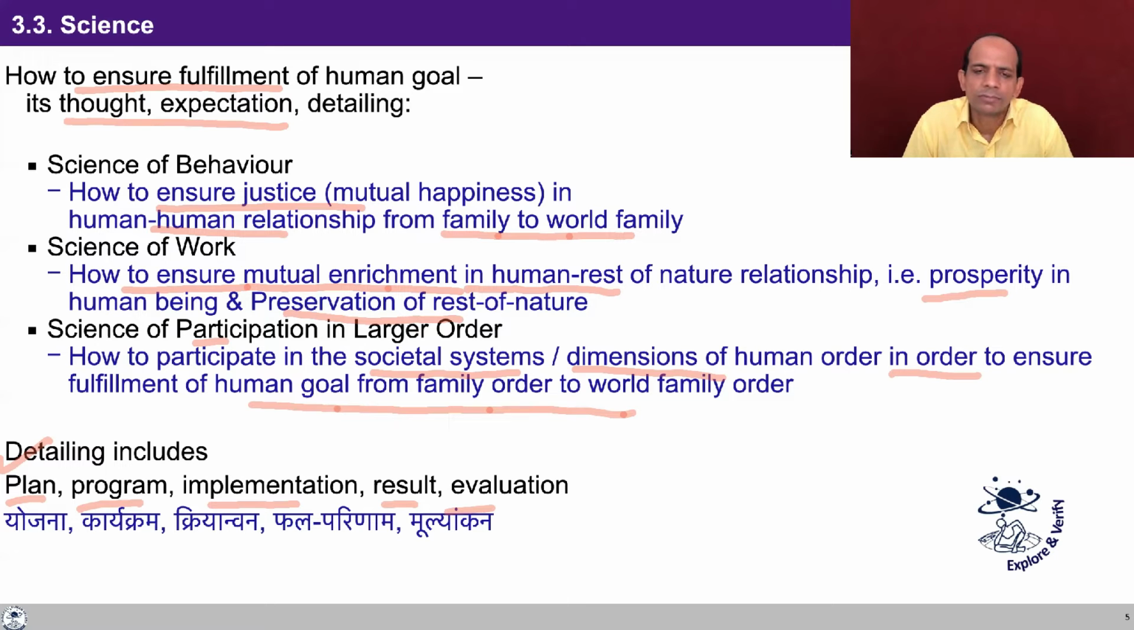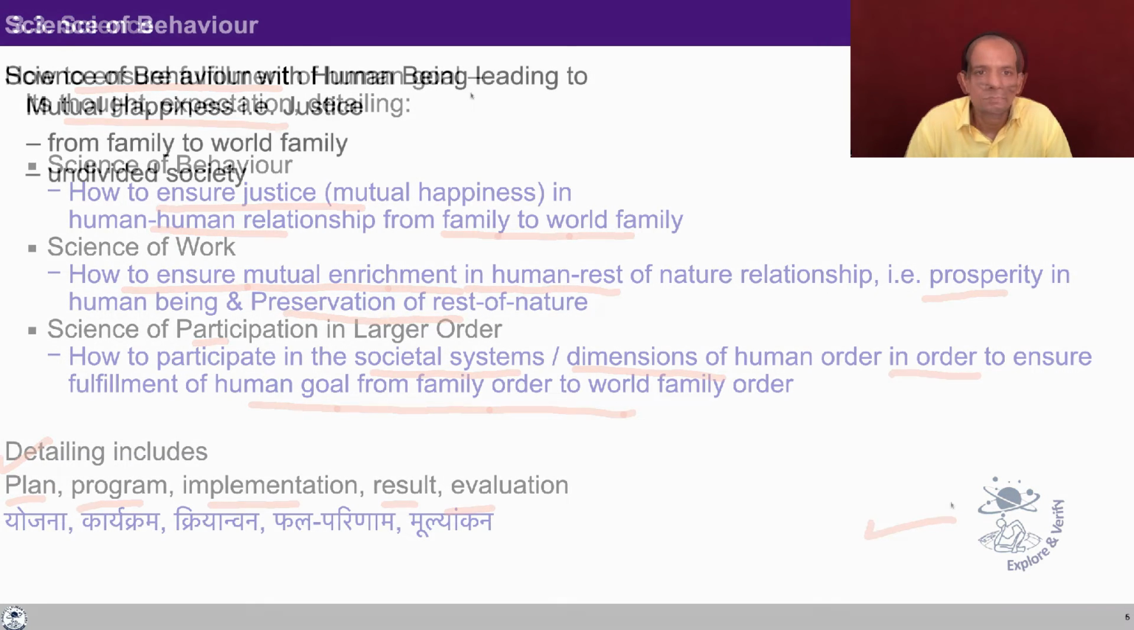So at the level of dimension of thought, that is block B2, we have to acquire the skills, we have to learn the skills. And if you look at it, so many technologies, so many skills that we are learning, so many techniques that we are learning will all be a help here in fulfilling the science of behavior, science of work, and science of participation in the larger order. So the courses that we are studying today, you can try to relate those courses with the science of behavior, work, and participation.